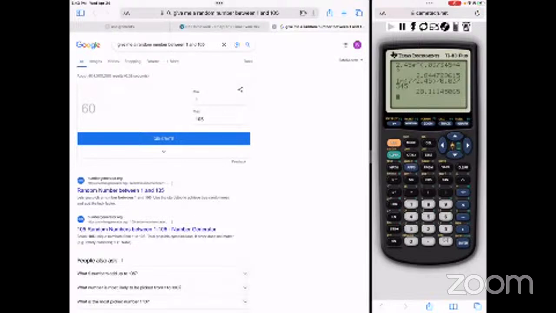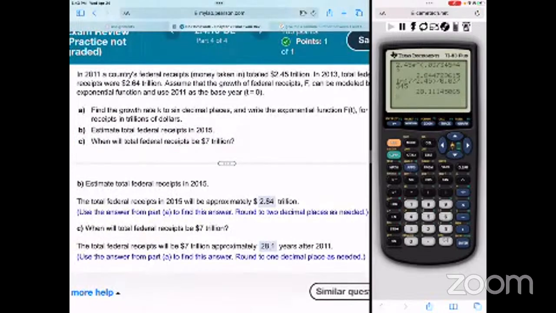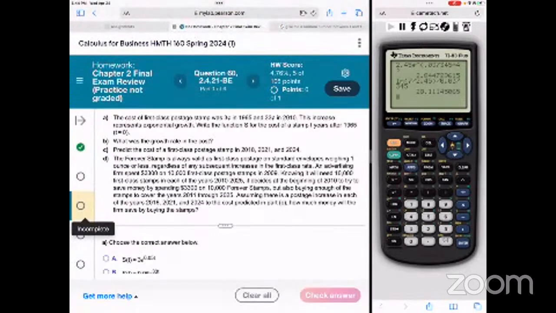This is another big business economics. The cost of a first class postage stamp was 3 cents here and 33 cents there. This increase represents exponential growth. Write the function S for years after 1965. So it looks like 1965 is going to be our year 0. This is a repeat, just with different numbers.